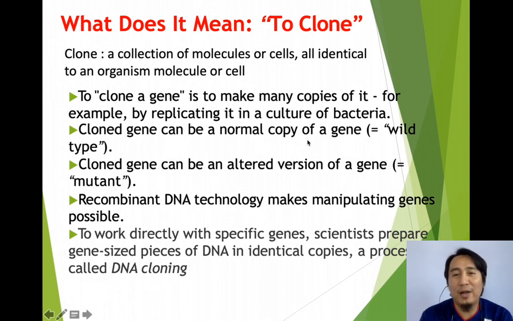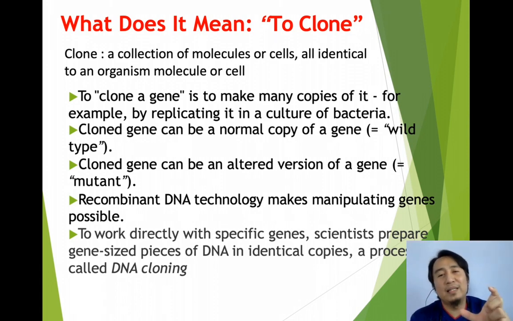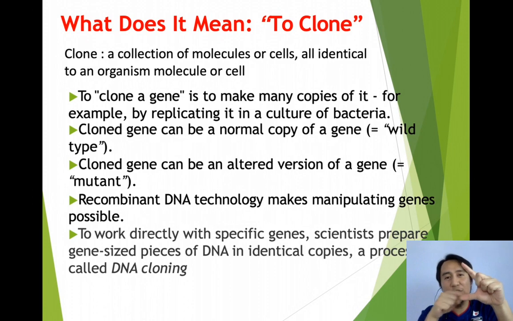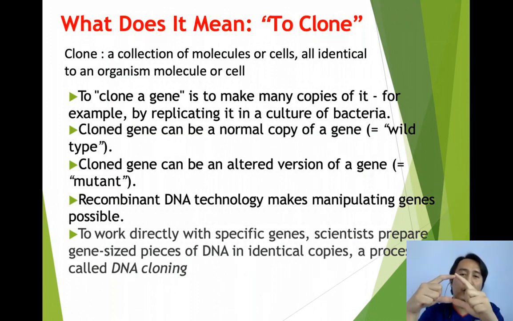A cloned gene can be a normal copy of a gene, which we call wild type, and a cloned gene can be an altered version of the gene, which we call a mutation. In cloning, we usually have two types of sample that you have to test. The first one is wild type. Wild type means that you clone your gene of interest into a vector without any alterations to your gene of interest. When you clone it into a vector, you transform it into bacteria. This we call wild type.